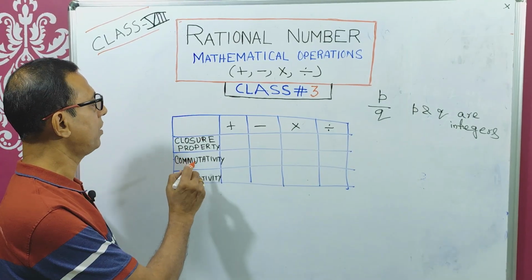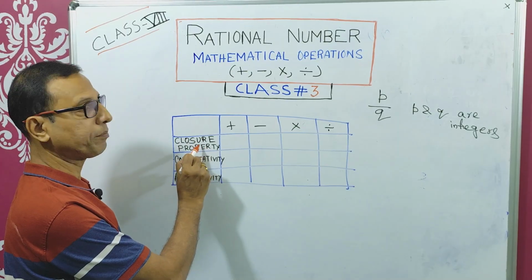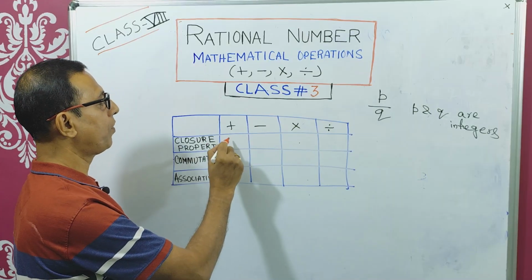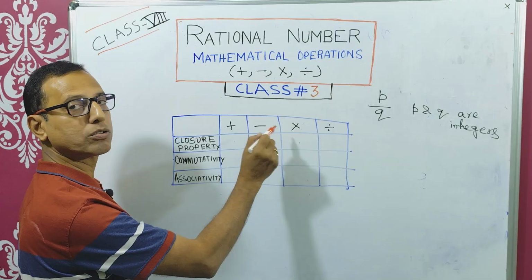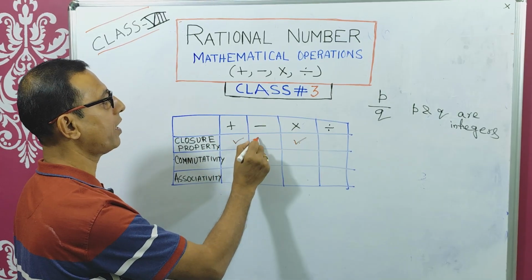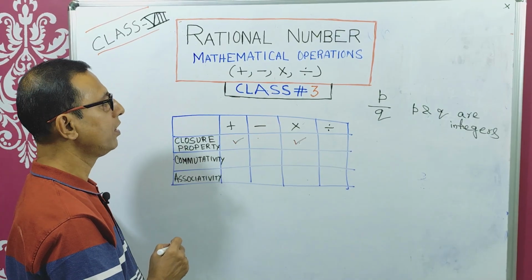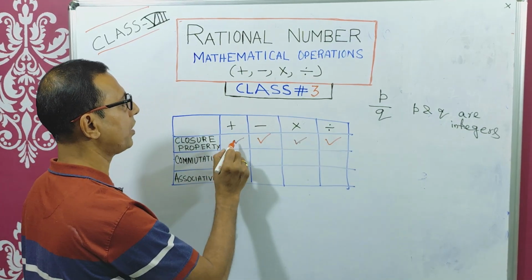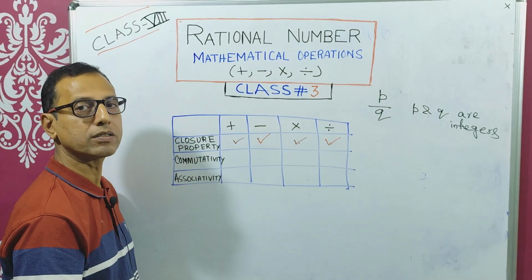So once again the summary of what we have learned in today's video. Closure property means that if you add or multiply two rational numbers, it returns a rational number, so it supports closure property. Subtraction and division for two rational numbers are also supported. So closure property is supported by addition, subtraction, multiplication and division, all the cases.